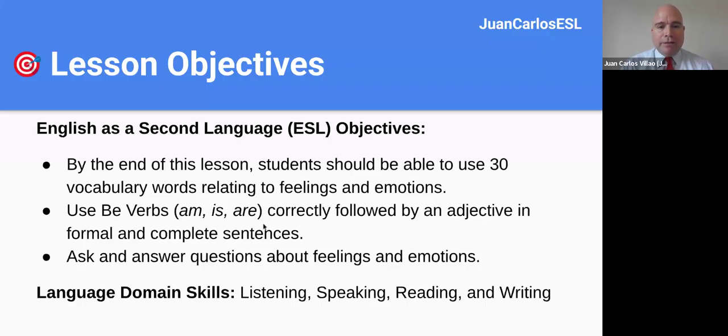Use be verbs am, is, are correctly, followed by an adjective, in formal complete sentences. También ya deben poder usar am, is, and are, que es, soy o somos, correctamente, seguido por un adjetivo en una oración completa y formal. Y también deben poder preguntar y hacer preguntas acerca de los sentimientos o emociones. Also, you should be able to ask and answer questions about feelings and emotions.